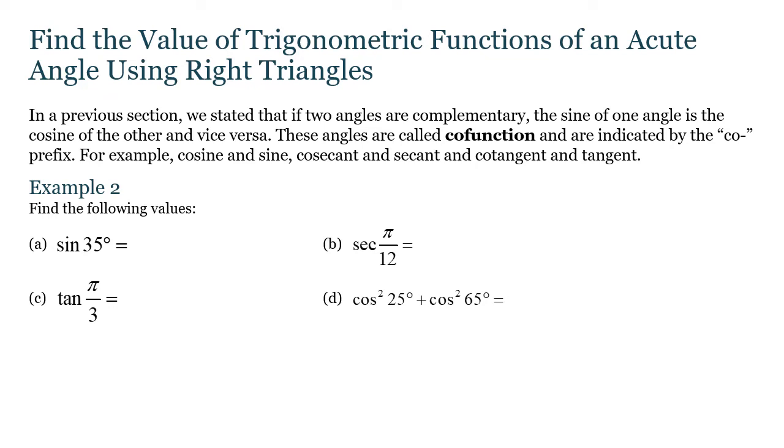Complementary, just so you know, means that two angles are complementary if the sum of them is 90 degrees, or pi over 2 if we're talking about it in terms of radians.